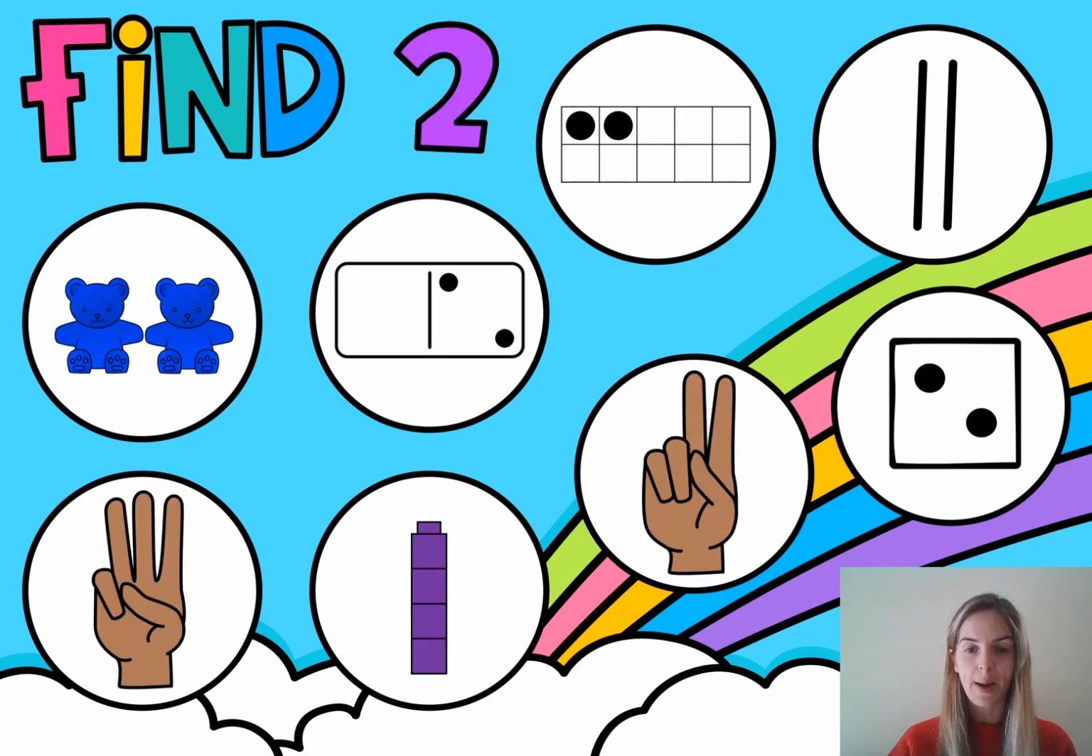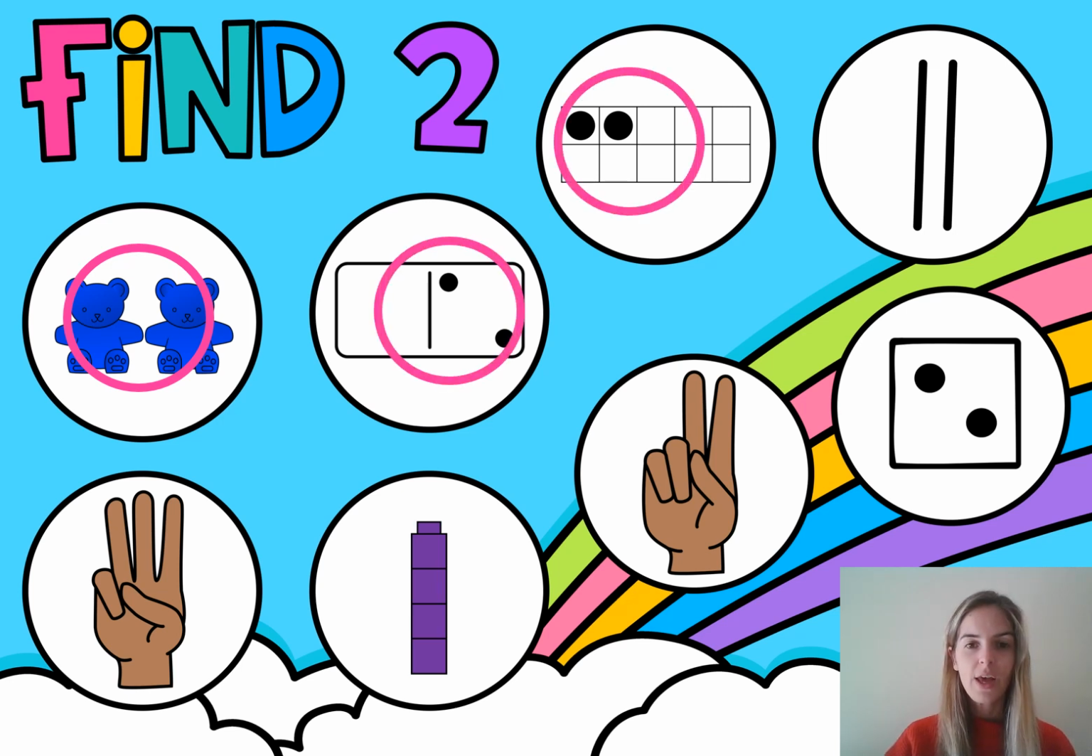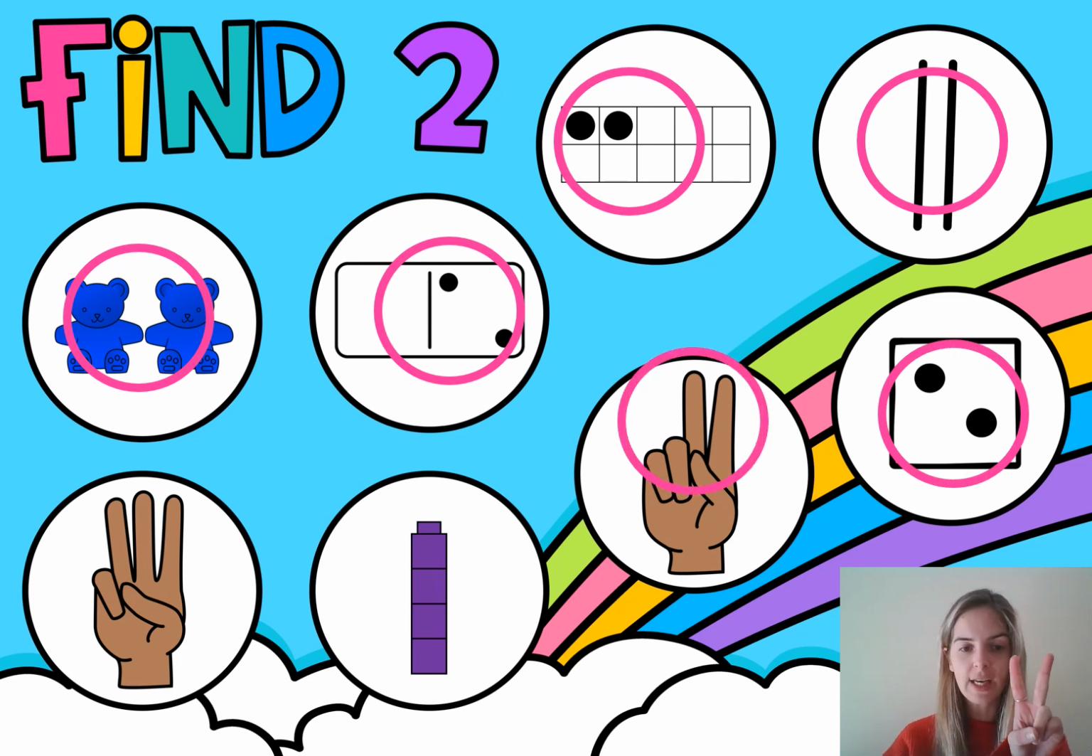Let's look at another one. Let's find the number 2. We're looking for all of the collections of 2. Okay, so let's have a look. We have 2 teddy bears, we have 2 on a domino, we have 2 in a tens frame, we have 2 tally marks, we have 2 on a dice, we have 2 fingers, and that's it for 2.